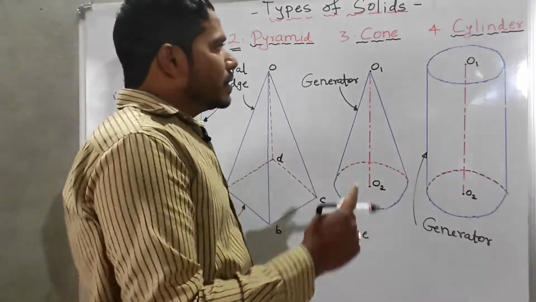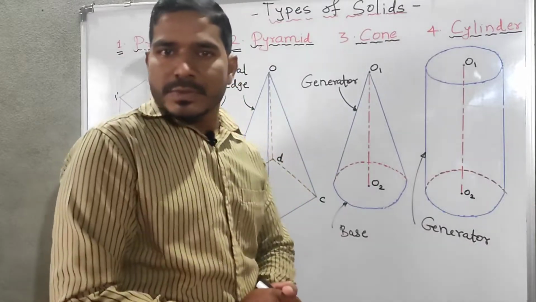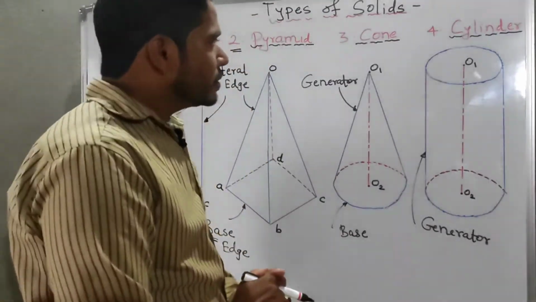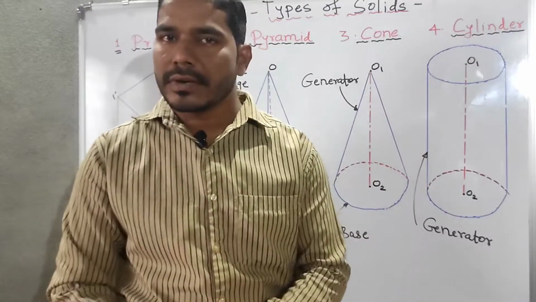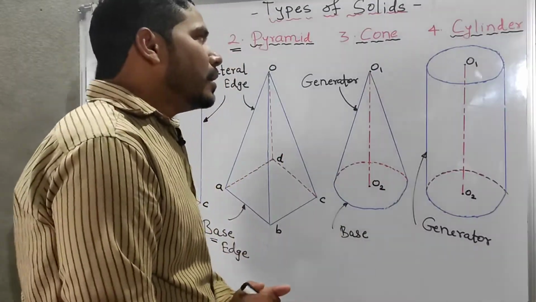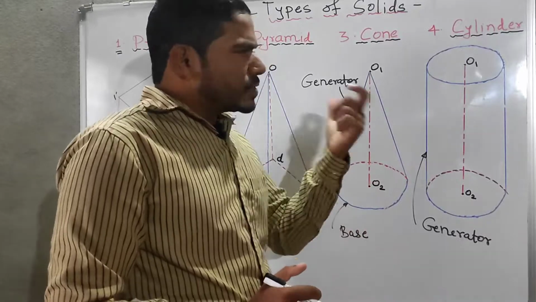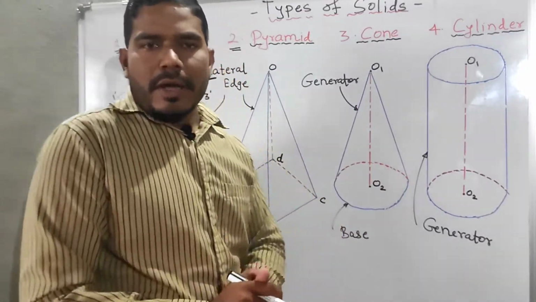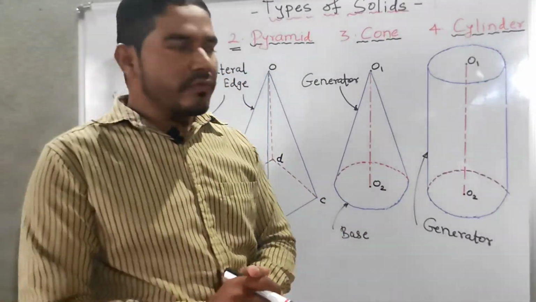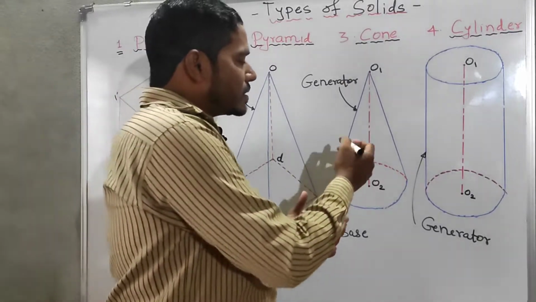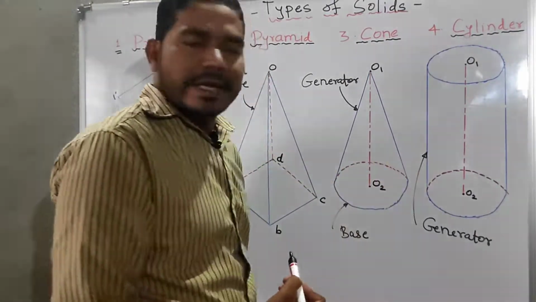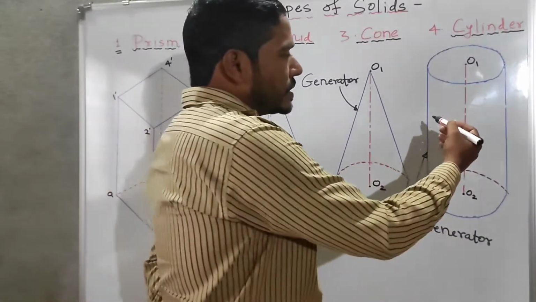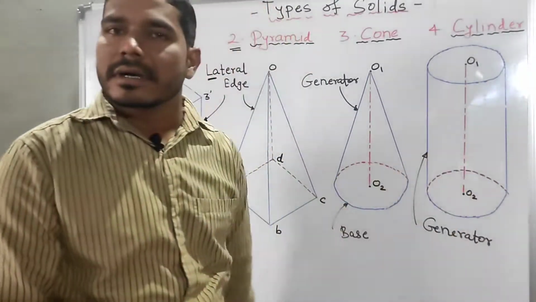Now we'll come to the solids of revolution. In the case of solids of revolution, there are two types, as I have already told: the first one is the cone and the second one is the cylinder. The cone and the cylinder don't have any flat surfaces; instead they have curved surfaces. The cone has a curved surface, and the cylinder also has curved surfaces.